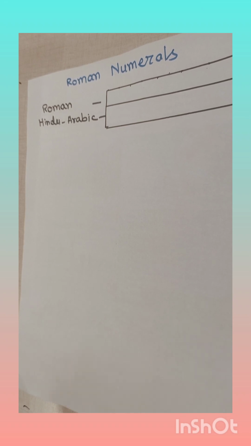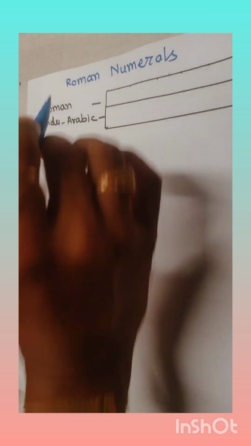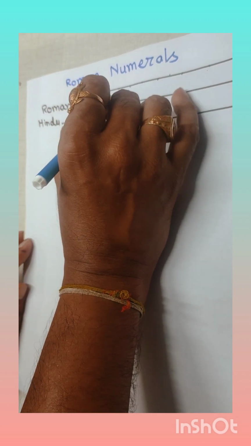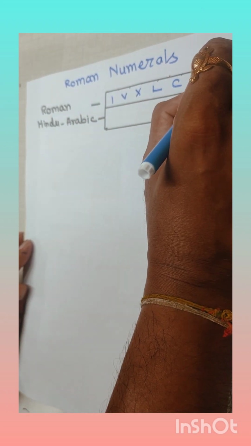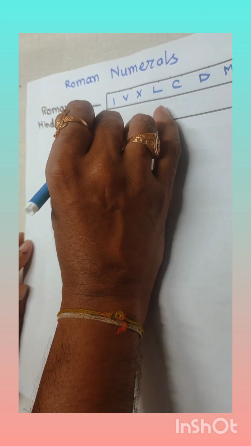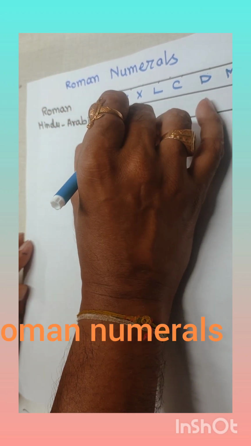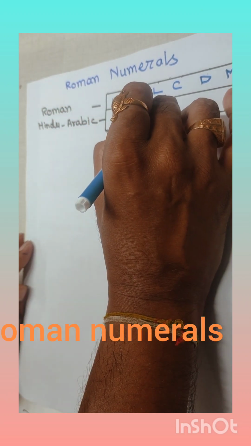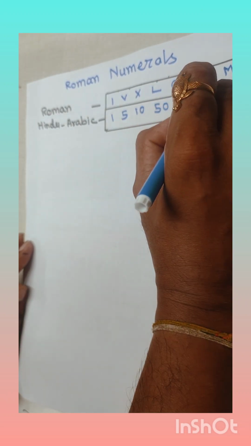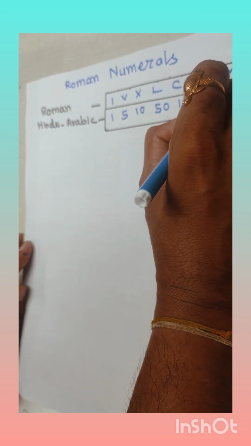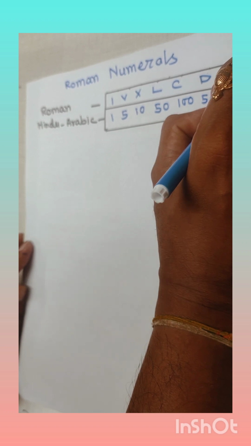Today's topic is Roman numerals. In Roman numerals, there are 7 symbols, that is I, V, X, L, C, D, M. I for 1, V for 5, X for 10, L for 50, C for 100, D for 500, M for 1000.